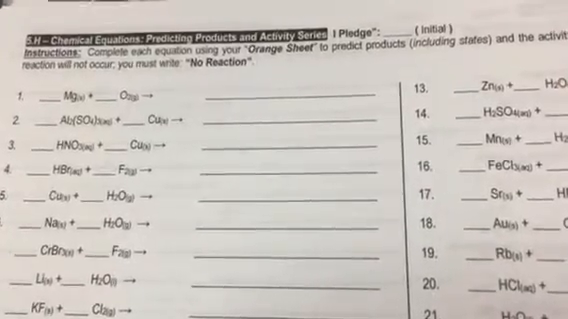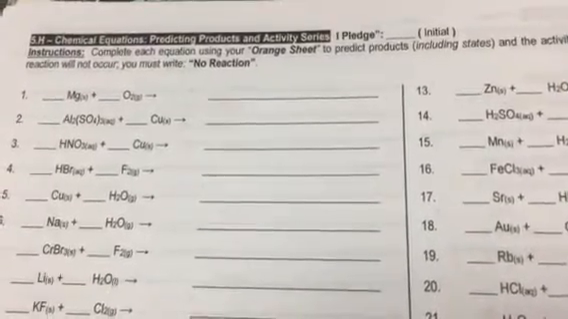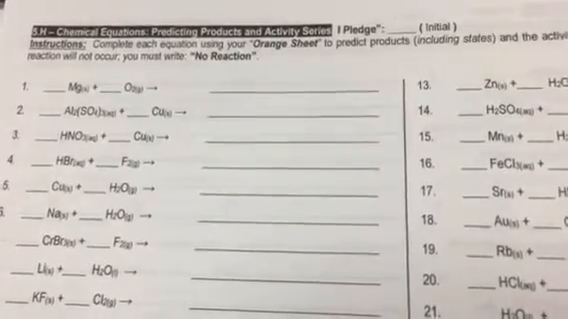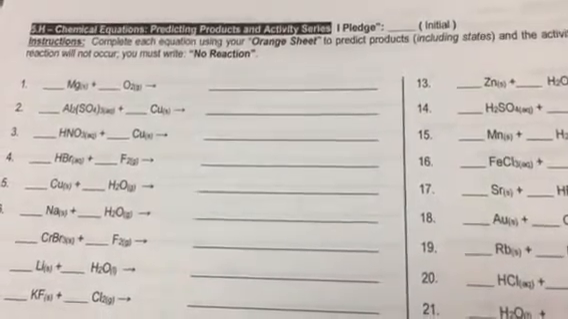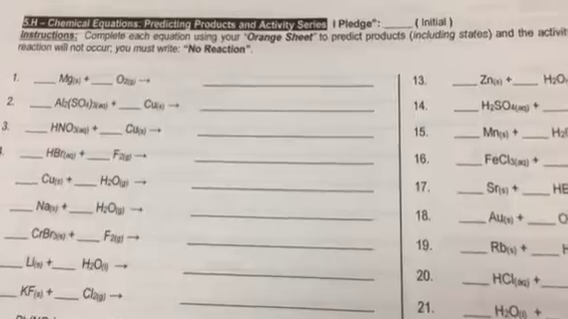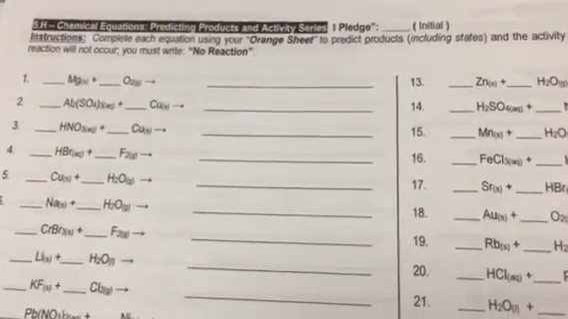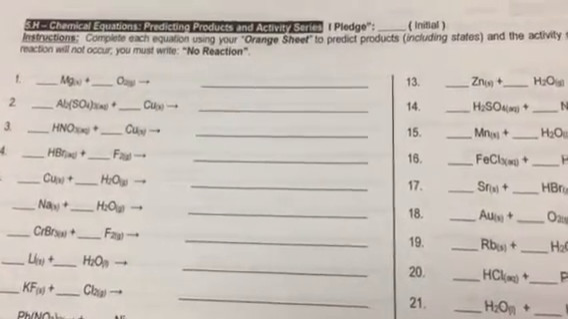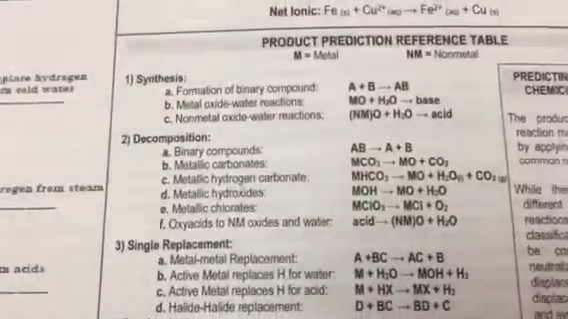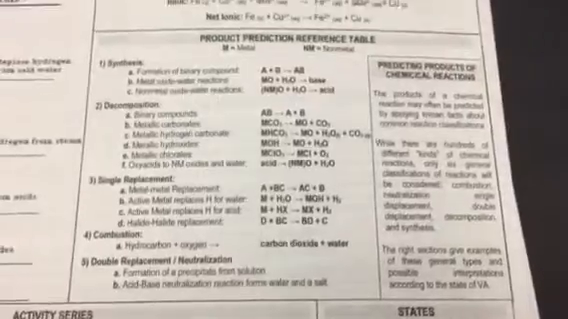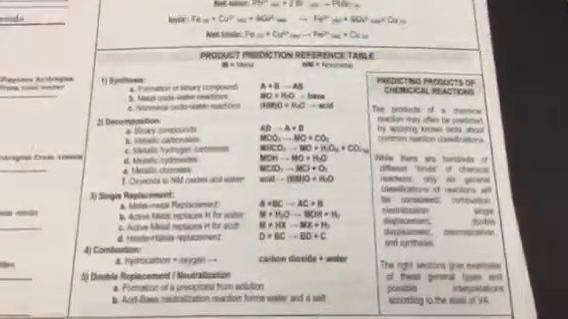Oxygen is O2 because it's diatomic, so it exists in its pure elemental form when it is bonded to itself. So O2 is pure oxygen. So we have two pure elements. Let's look at our types of reactants, types of product prediction.